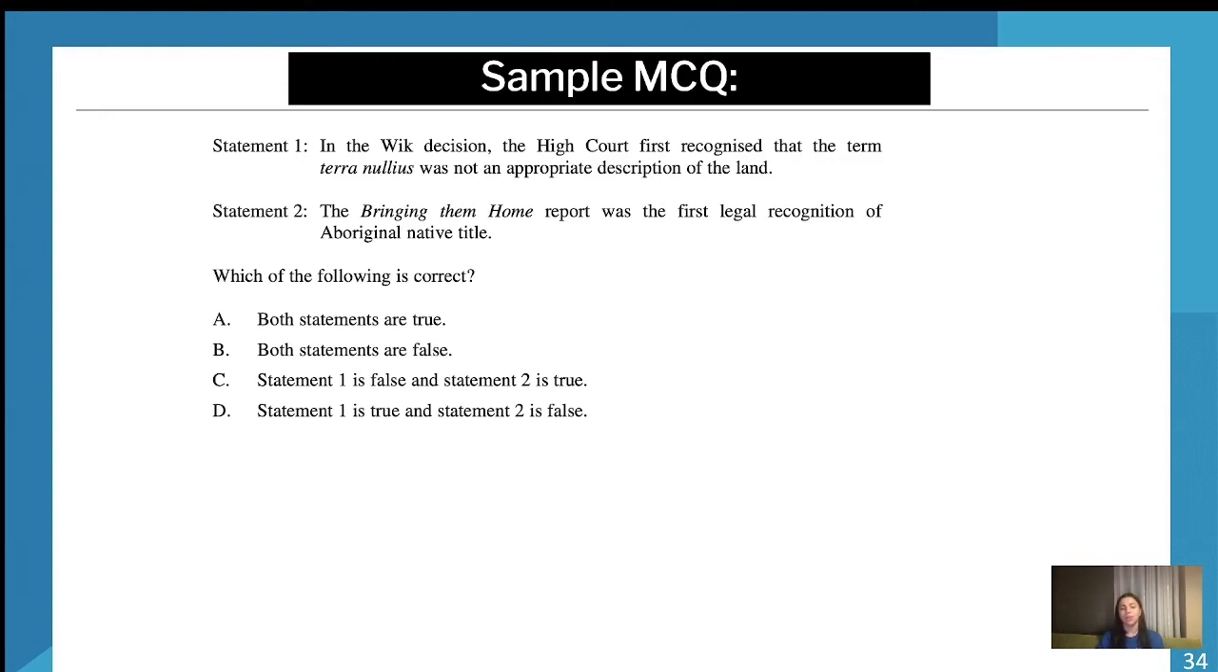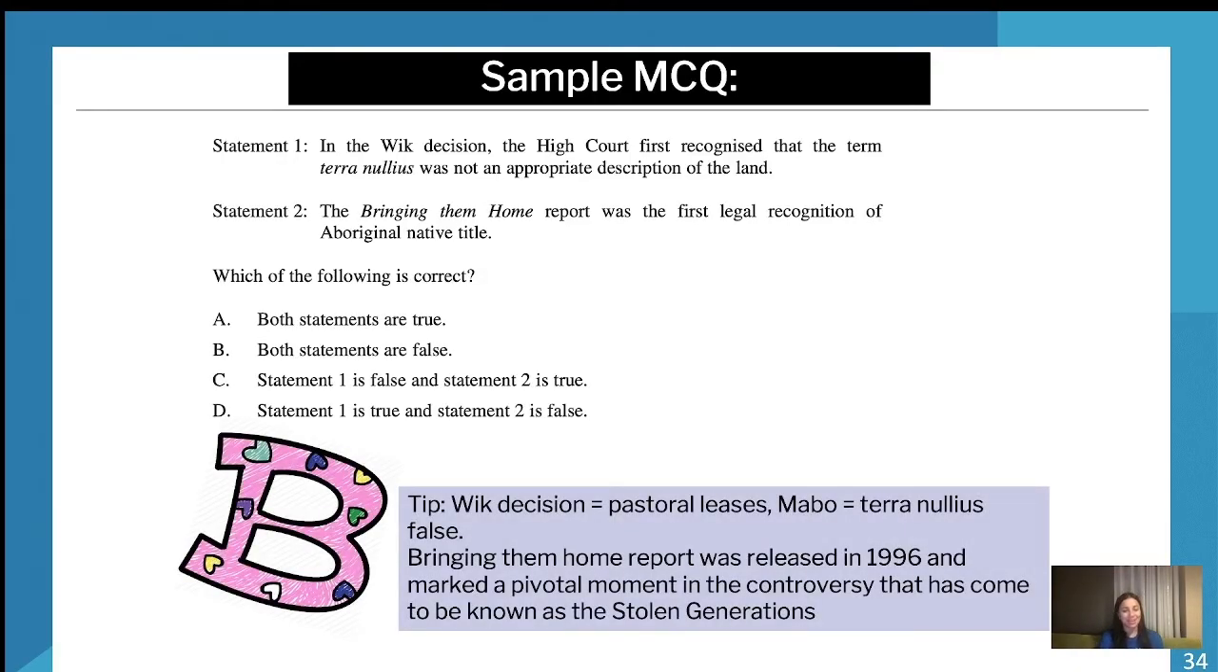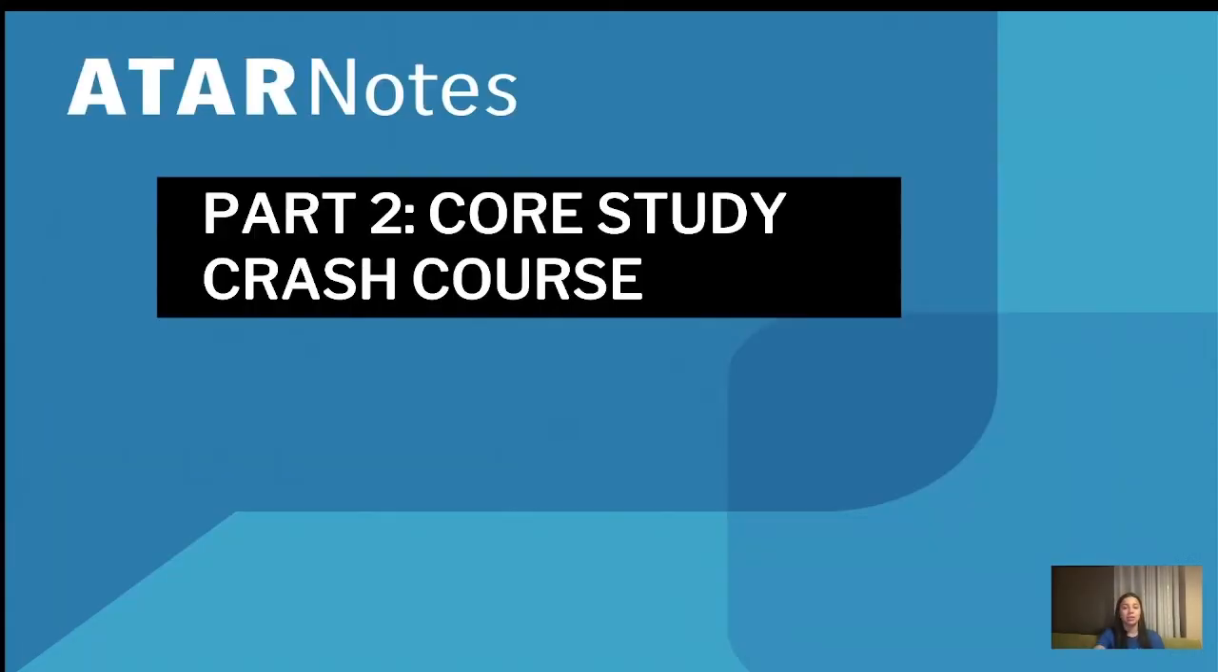But that was about the stolen generations. And how is that a legal recognition of native title? So when you put it together, it's actually B, and they're false. So the tip here is that the Wik decision's got to do with pastoral leases, while Mabo was terra nullius, and therefore both of them are false. The Bringing Them Home report was released in 1996, and it was a pivotal moment in the controversy that had come to be known as the stolen generations, but it wasn't the first legal recognition. So therefore both of them are false, and that's why looking at them in isolation can really help out.